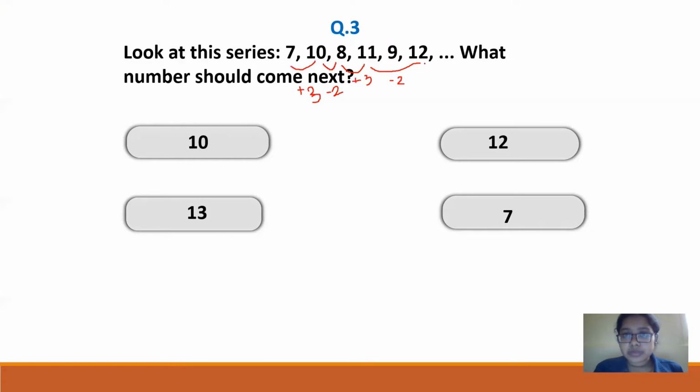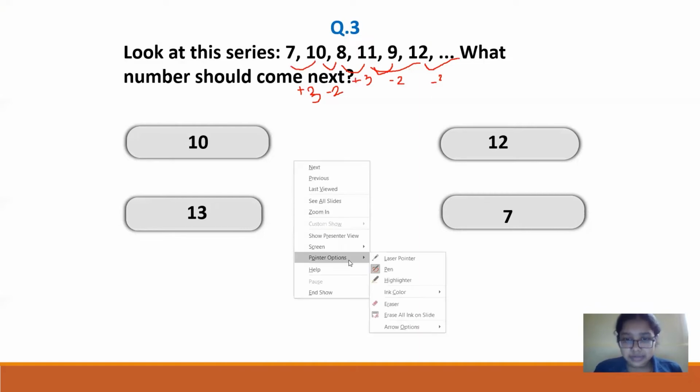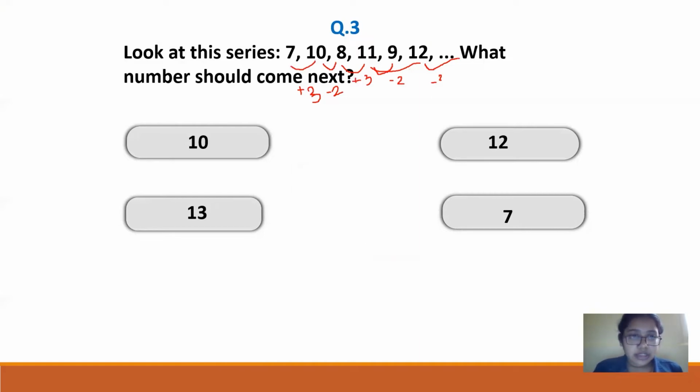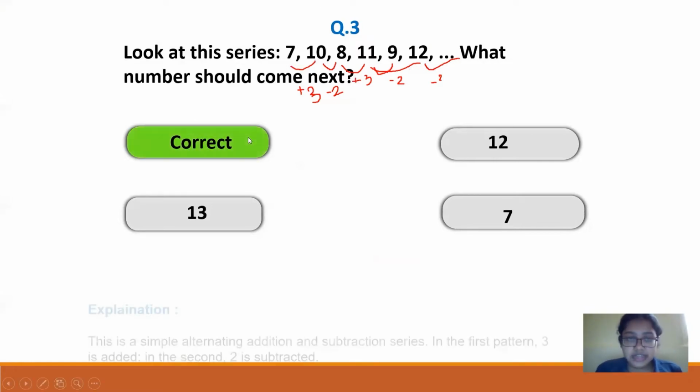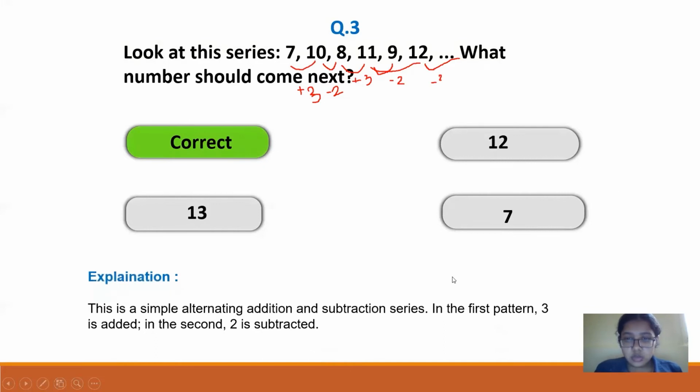Over here, we do minus 2, meaning 12 minus 2, what we will get? We will get the answer 10. So let's see whether the answer is 10 or not. Okay, so the correct answer is 10. Over here, as the explanation says, it is a kind of addition of 3 and subtraction of 2.